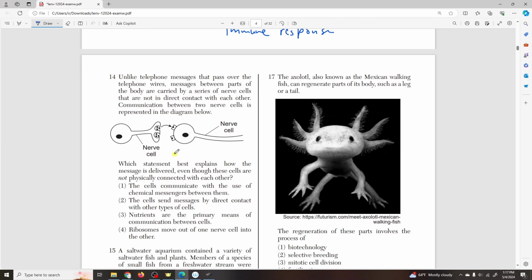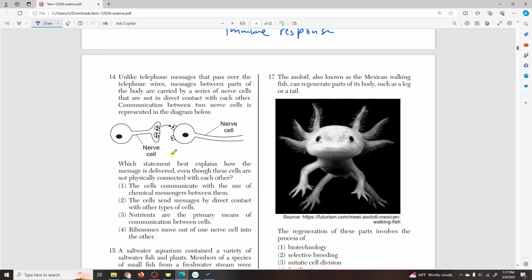Number 14 says, unlike telephone messages that pass over telephone wires, messages between parts of the body are carried by a series of nerve cells that are not in direct contact with one another. Communication between two nerve cells is represented in the diagram below. Which statement best explains how the message is delivered, even though these cells are not physically connected to one another?